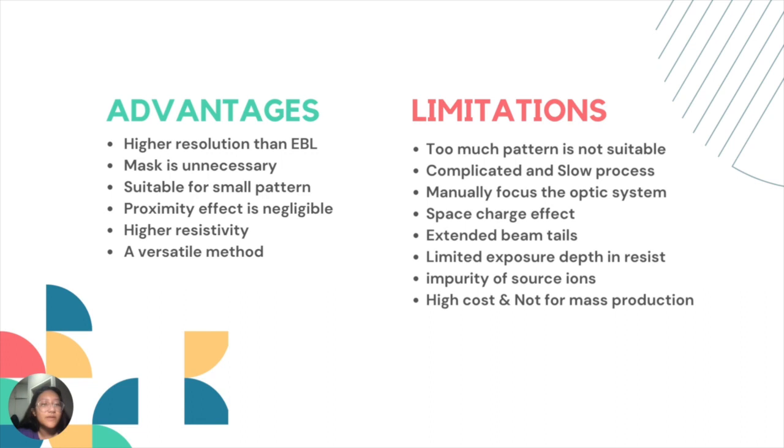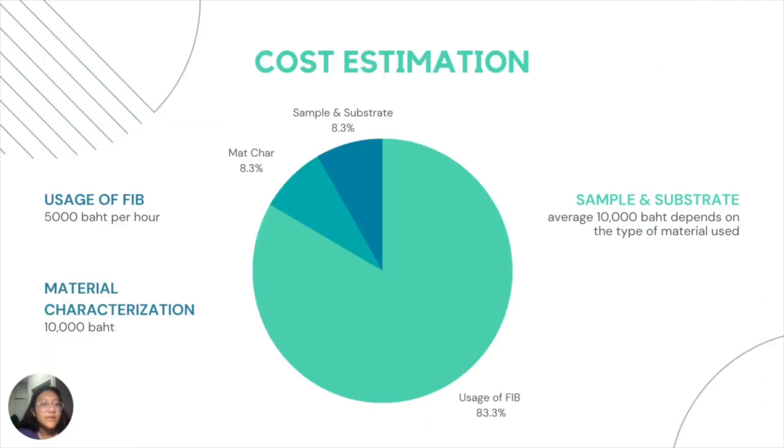You have to manually focus the optic system by yourself, and the space charge effect also causes limitation, and extended beam tails for lower resolution, limited exposure depth in resist, and impurity from the source ions. It costs a lot, very expensive, and is not for mass production. And this is the cost estimation. Mostly it is used for the FIB system.